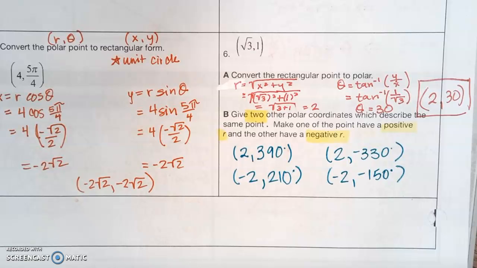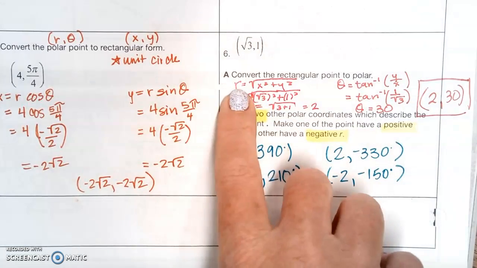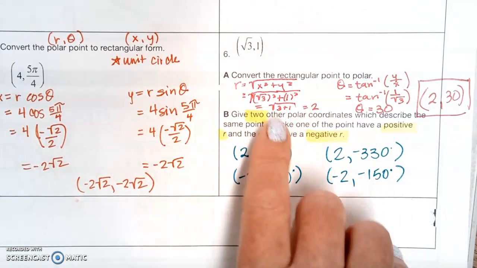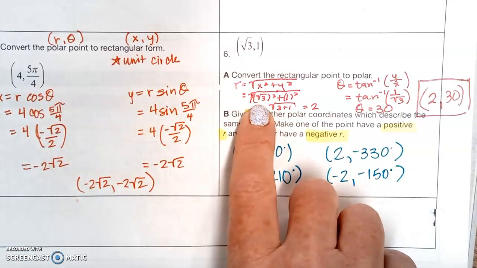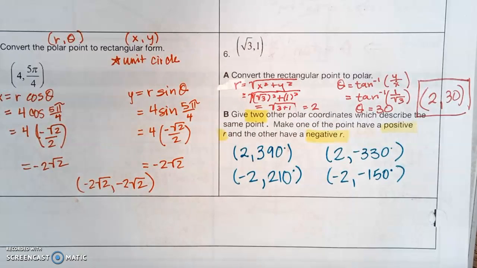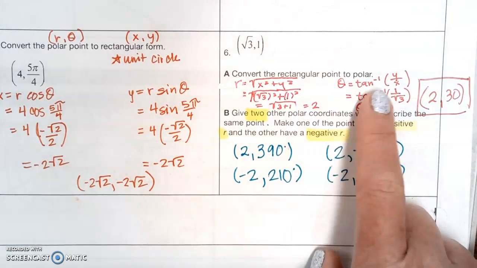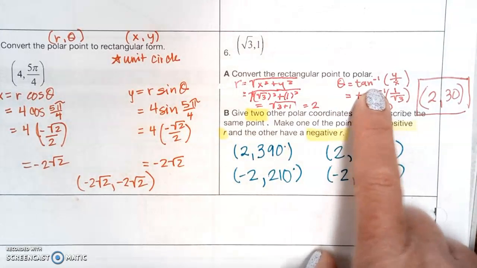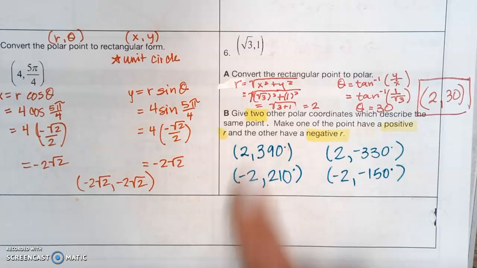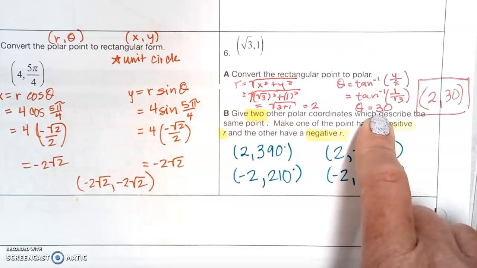Other direction: convert the rectangular point to polar. We're going to use the 2 formulas we saw yesterday. r equals the square root of x squared plus y squared. So we plug in the x value, which was rad 3, and square it. We plug in the y value, which was 1, and square it. Add them together, and then take the square root. To find the theta value, we use the inverse tan of y over x. So this one would be 1 over rad 3. Punch it in the calculator. You should get 30 degrees.